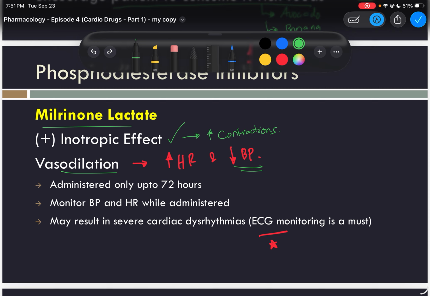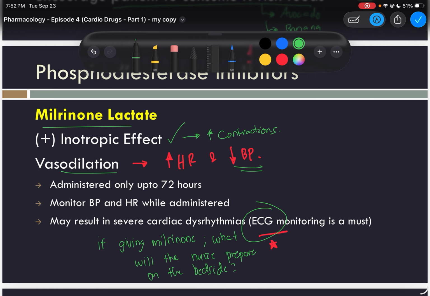If the question about milrinone is this: if giving milrinone, what will the nurse prepare at the bedside? Okay? The answer, class, is ECG. Okay? Because you want to assess whether or not they are developing cardiac dysrhythmias.